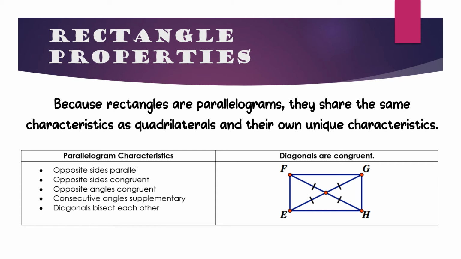But a rectangle is unique because it has those 4 right angles, or 4 90-degree angles, and the diagonals, not only do they bisect each other, but the diagonals are congruent. So actually all 4 pieces have the same length. So this piece, this piece, this piece, this piece, all 4 of them have the same length. So that is something that's unique to rectangles. That is not true for parallelograms.